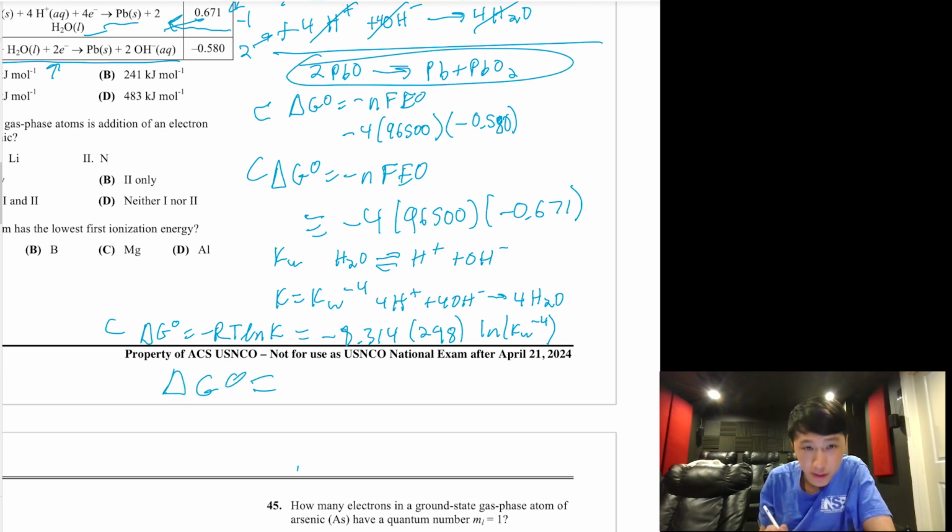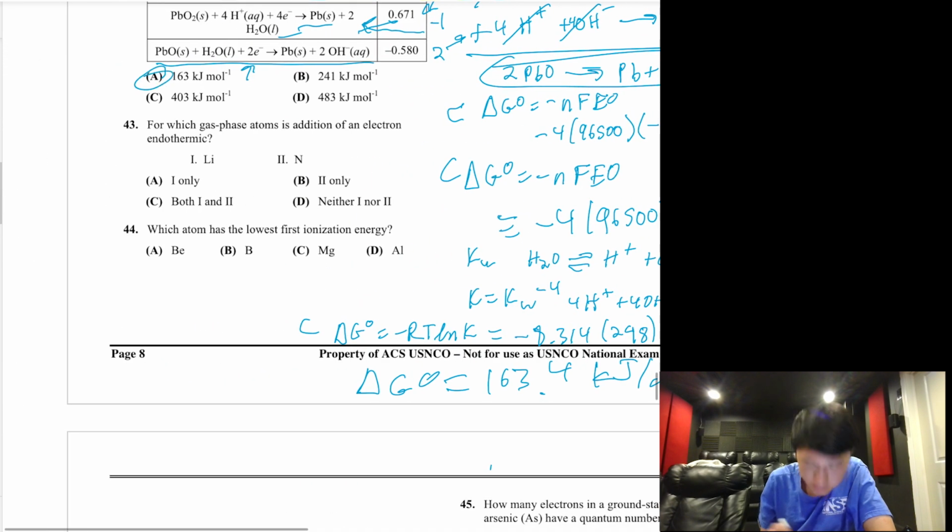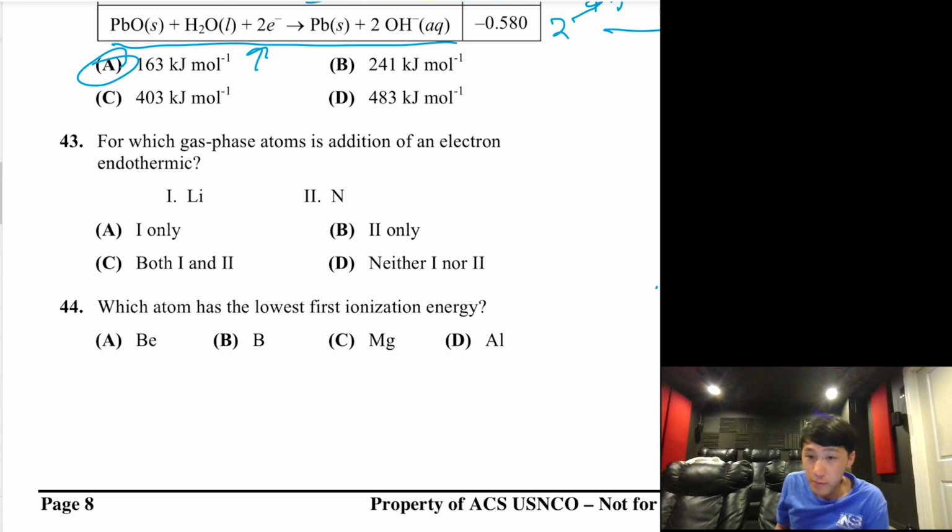And that's going to come out to 163.4 kilojoules per mole when you convert back to kilojoules. And that's going to correspond to A. So A is correct.